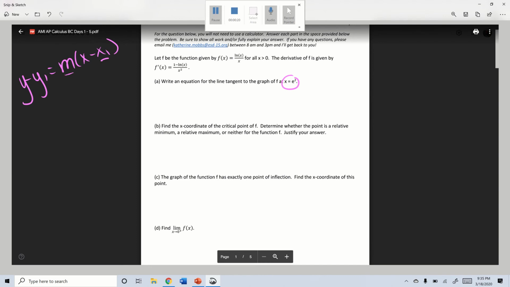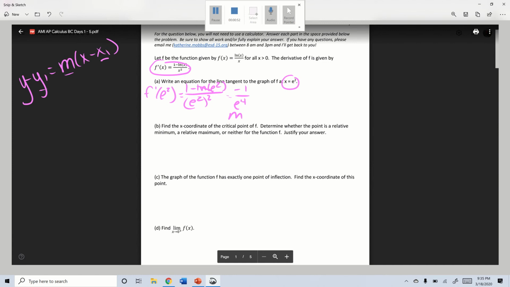Your slope is your rate of change. Your rate of change is your derivative. So if we want to find that slope, we're going to do f prime of e squared. So 1 minus ln of e squared over e squared squared. Now ln and e are inverses, so they essentially are going to cancel each other out. So we get 1 minus 2, which is negative 1. Power to a power we multiply, that gives us e to the 4th. So that is our slope.